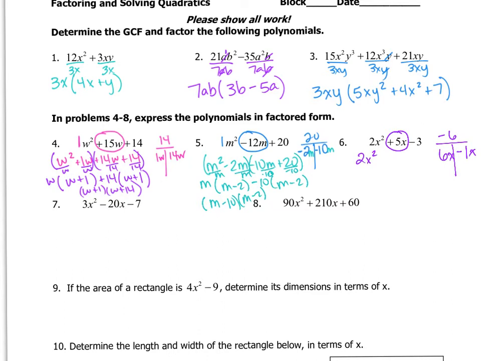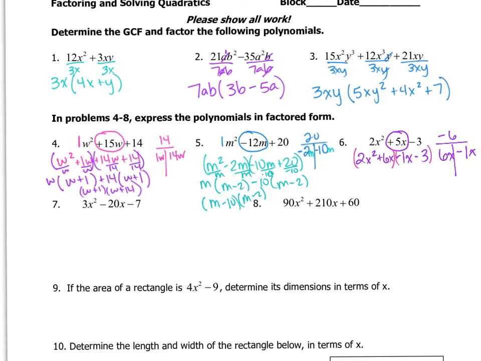So then we have 2x squared plus 6x minus 1x, those can be written in either order, minus 3. Once we have our 4 terms, then we are going to group first two, last two.